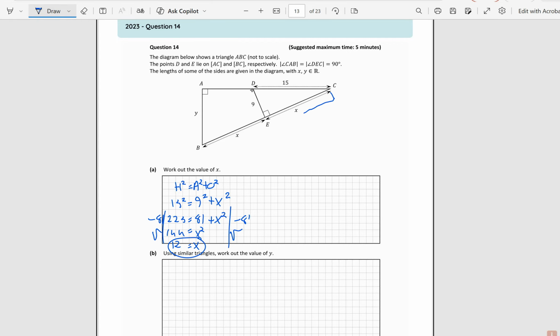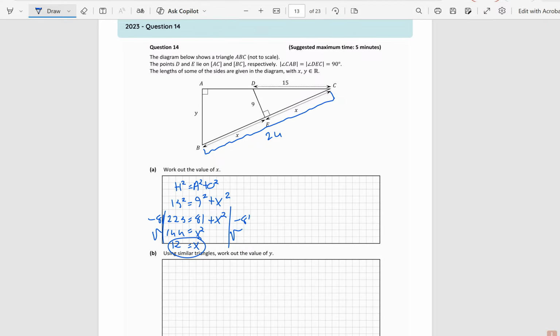I don't know if I need it, but I'll just fill it in. I know the length of this side now is x plus x, and I know the length of x is 12. So that's 24. Okay, so I might need that. Right, similar triangles. Well, it says similar triangles. They must be similar triangles.